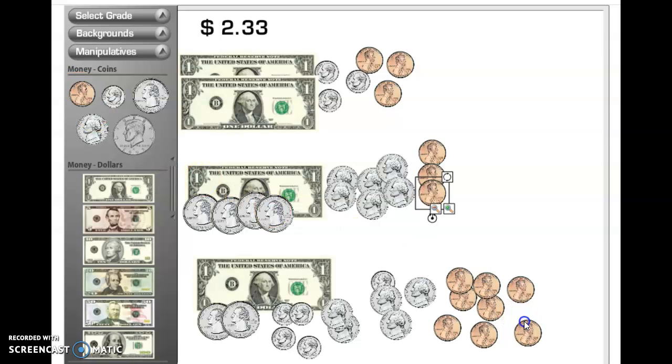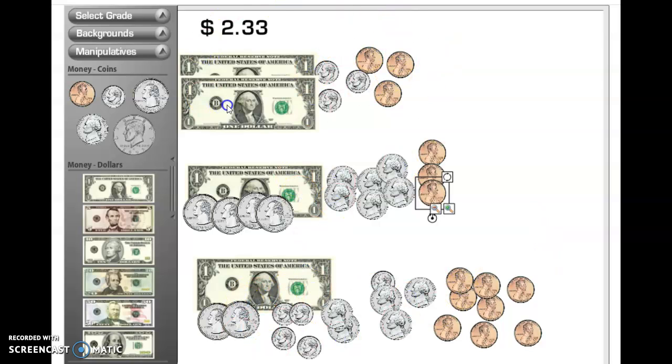So this is 3 different representations of what $2.33 can look like. But this first representation has the least number of bills and coins possible. I have 2 bills, and 1, 2, 3, 4, 5, 6 coins. This last representation has a $1 bill, and then 20 coins. So this one has a lot more coins than the first one does.